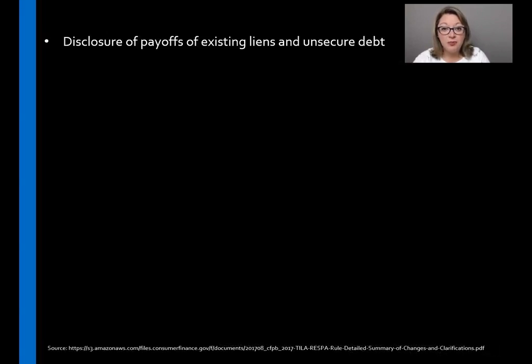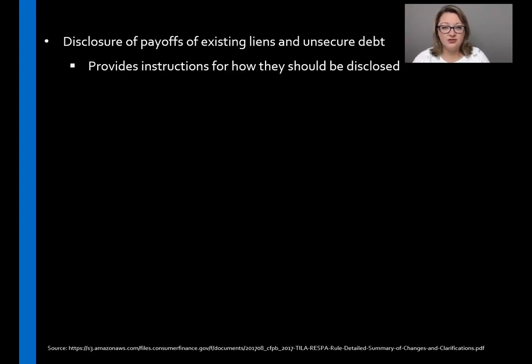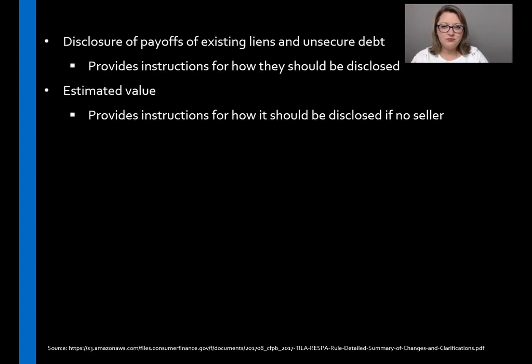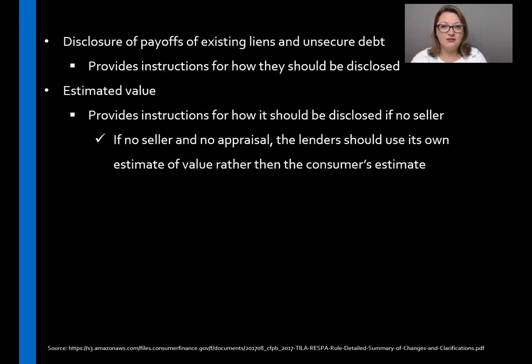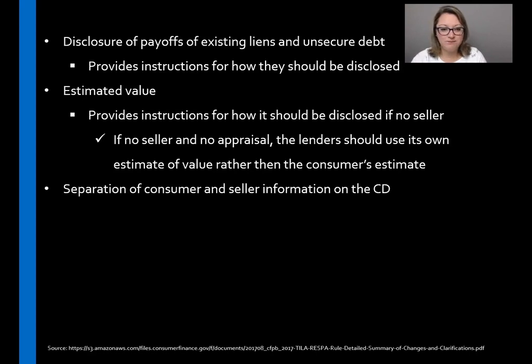And then disclosure of payoff of existing liens and unsecured debt. So they provide instructions on how they want lenders to disclose when you're paying off maybe a credit card, or they're paying off a second mortgage or something like that. Estimated value, this was another interesting little clarification that they put in there, with instructions on how they want the estimated value of the property to be disclosed if there's no seller, or if there's no seller and there's no appraised value that's yet been established. In those cases, they want the lender to use the lender's estimate, not the consumer's estimate.